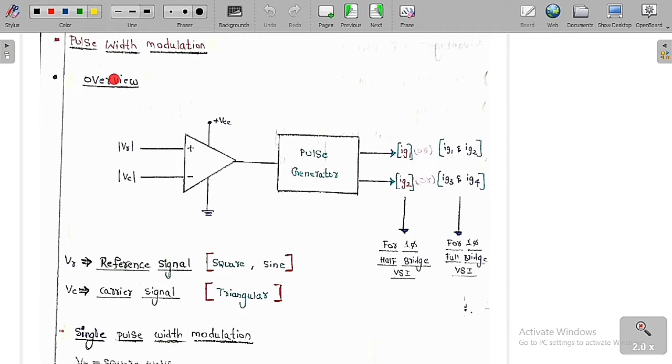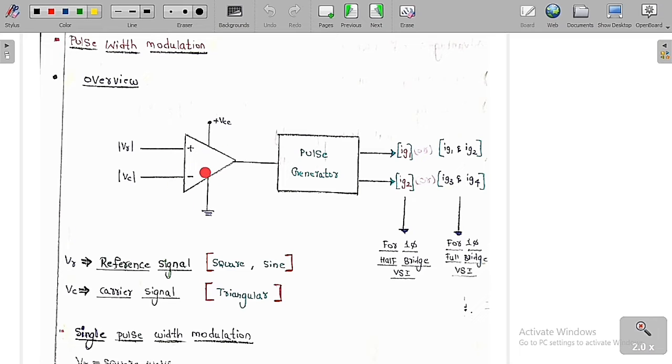So now we are going to analyze the pulse width modulation. Let me give a small idea regarding pulse width modulation. See, this is an op amp. There is no feedback, so we can simply say this is an open loop op amp.